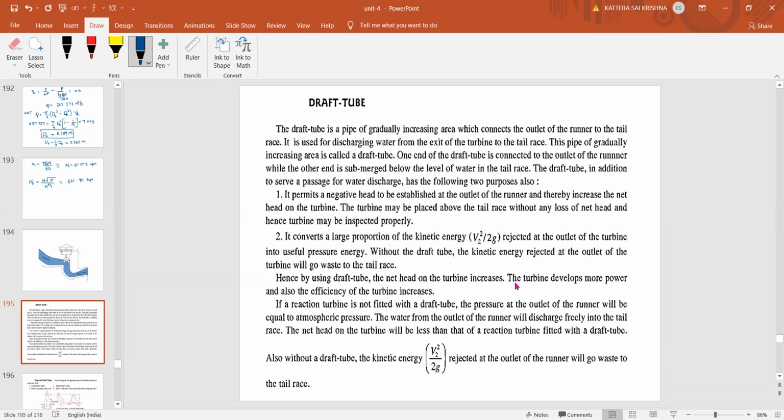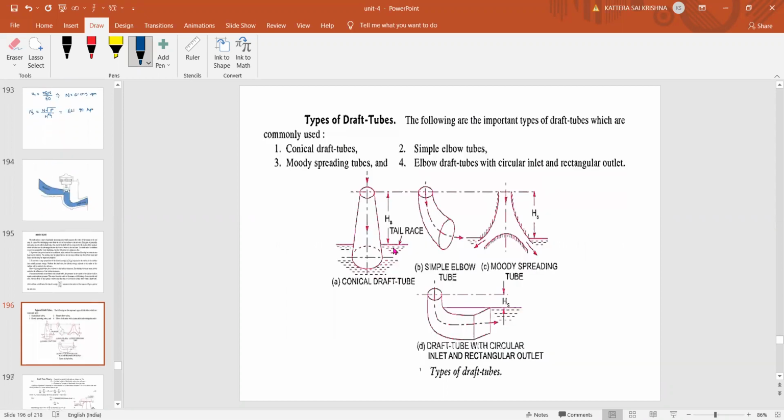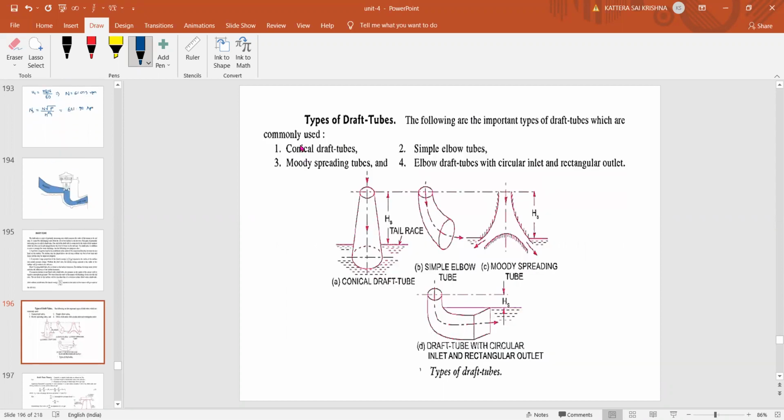So what happens if the whole kinetic energy is used? More power will be generated, or the efficiency of the turbine will increase because of the draft tube. This is some theory about the draft tube, and there are different types of draft tubes, right? Depending upon the shapes they are named. So here you can see the conical draft tube, which just looks like a cone.